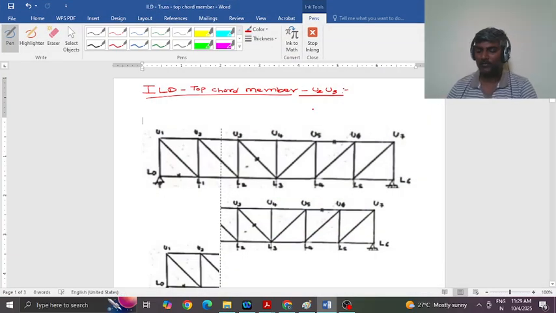Welcome. In this session we will see how to plot ILD for a truss member. Here I am choosing a top chord member to start with. We will try to plot ILD for member U2 U3. I have taken a section here, let us say section XX.